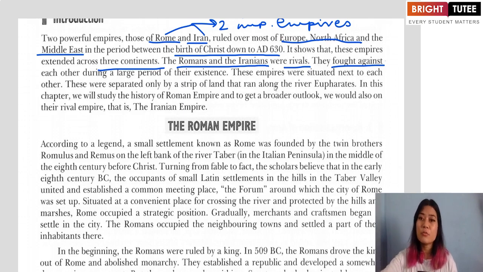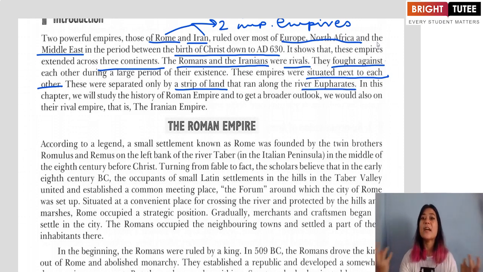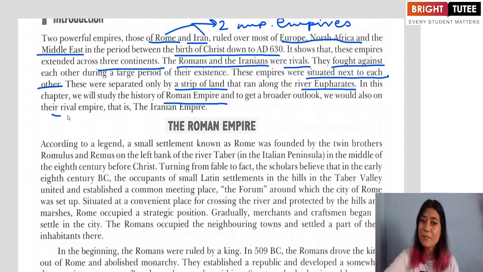These empires, both the Roman Empire and the Arab Empire, were situated next to each other. They were not far away from each other, but situated in an adjacent manner. They were only separated by a strip of land that ran along the river Euphrates. So only a small strip of land separated these 2 empires. In this chapter, we will look at the history of the Roman Empire and try to get an idea about the rival empire, the Iranian or the Arab Empire. Alright, so let us begin.